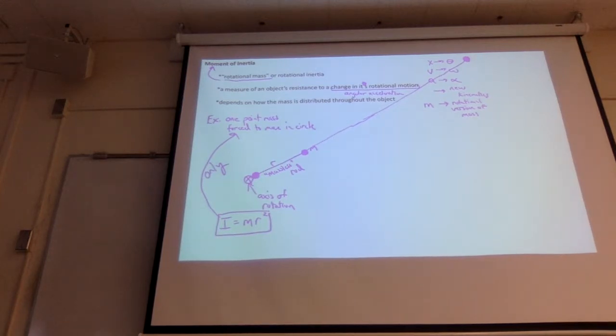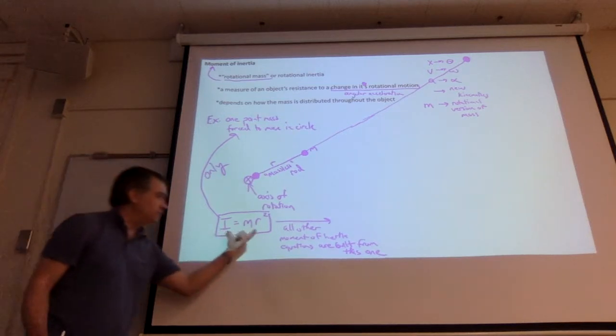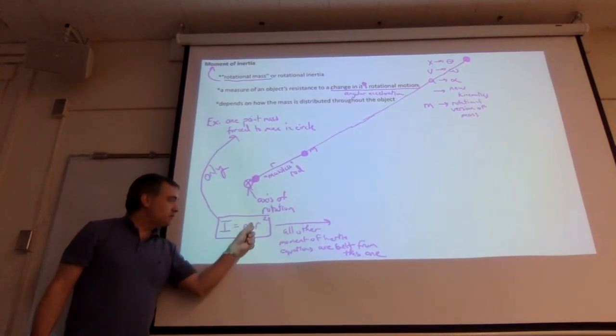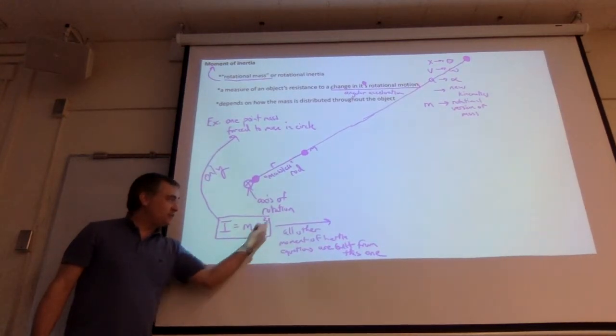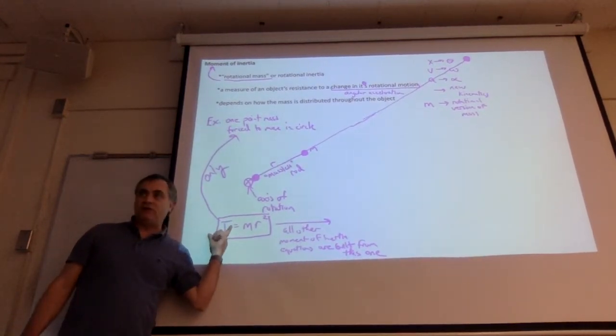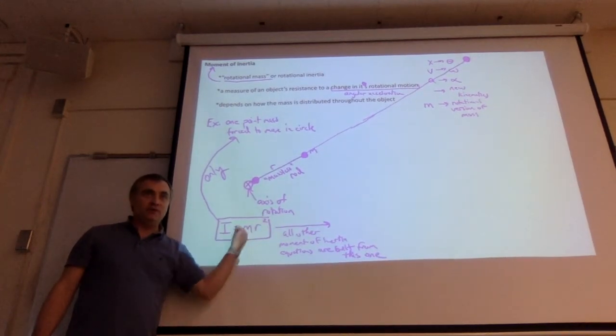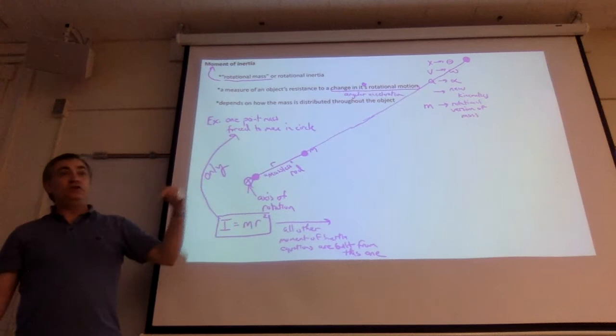It only applies to this one particular case. However, we can say that all other moment of inertia equations are built from this one. It sort of holds the overall principle of moment of inertia. More mass, harder to rotate. Distance from axis of rotation affects how much harder it is to rotate, okay? Everything is built inside of this equation, and let me show you how.